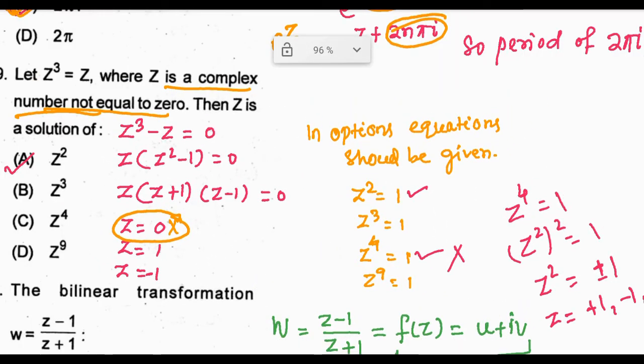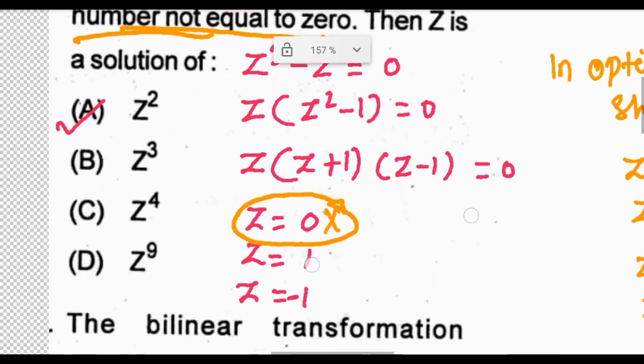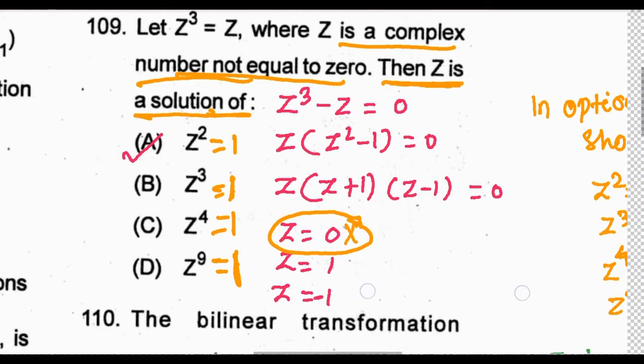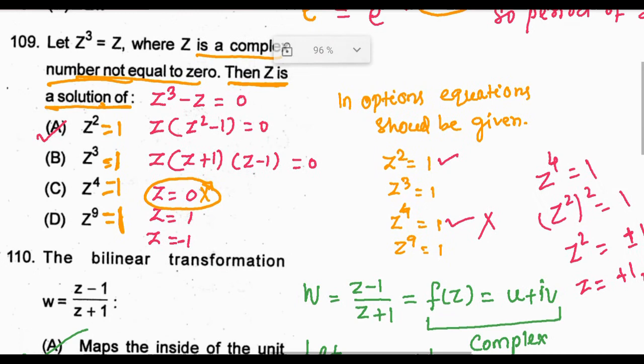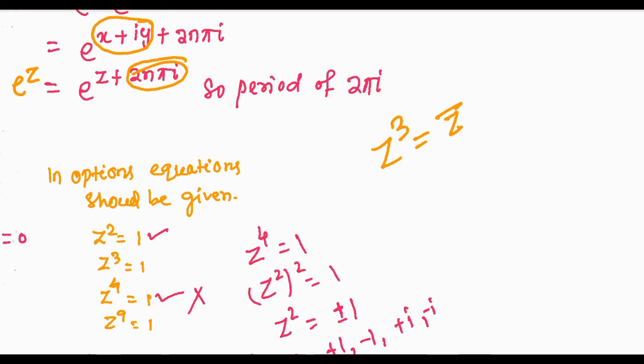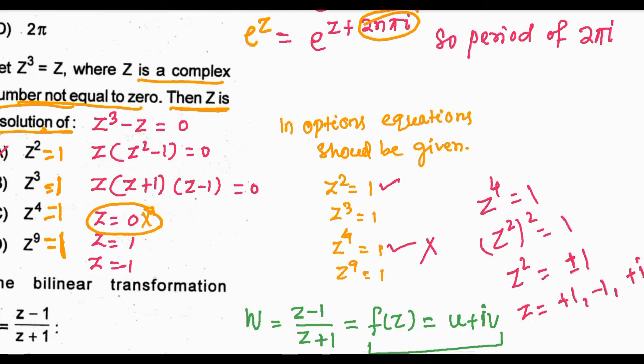So here, if we take the options, z squared... The question says z is a solution of these, so the options should be equations. This question is wrong because the options given here are not equations. Options should be given in terms of equations. I have taken this to be the one because I have got the reference of this question, since these questions are generally asked like this: z cubed is equal to z bar, and this is the solution of what. But in this question what is asked is z cubed is equal to z, where z is a complex number not equal to 0.